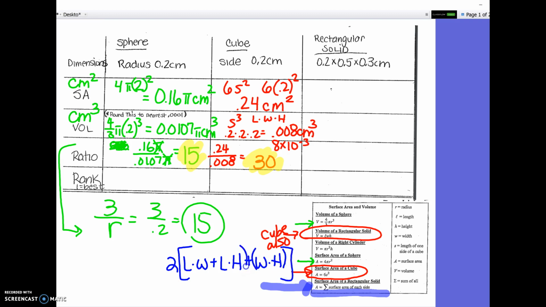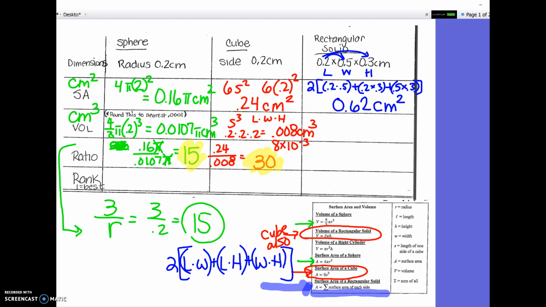Multiply those out and then divide, multiply by 2. It doesn't matter what you make the length, the width, and the height. As long as you end up multiplying all three numbers by each other, it makes no difference. So if I plug this in, it's going to look like this. It's going to be 2 times 0.2 times 0.5 plus 0.2 times 0.3 plus 0.5 times 0.3. And you'll notice I've basically multiplied all of my numbers times each other. And then don't forget at the end to multiply by 2, and you get 0.62 centimeters squared.